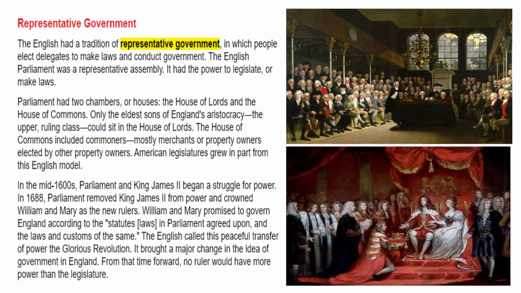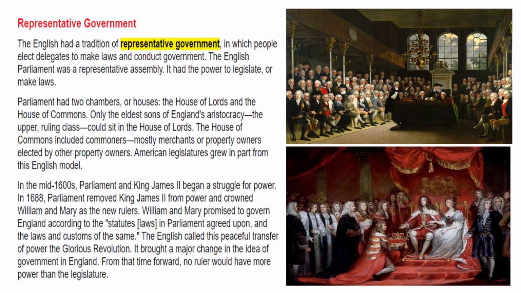Representative government. The English had a tradition of representative government in which people elect delegates to make laws and conduct government. The English Parliament was a representative assembly. It had the power to legislate or make laws. Parliament had two chambers or houses, the House of Lords and the House of Commons. Only the eldest sons of England's aristocracy, the upper ruling class, could sit in the House of Lords. The House of Commons included commoners, mostly merchants or property owners elected by other property owners. American legislatures grew in part from this English model.